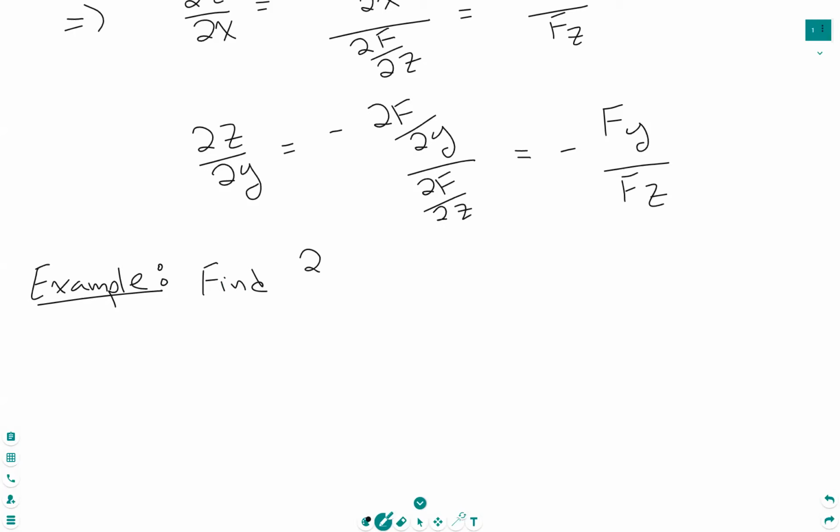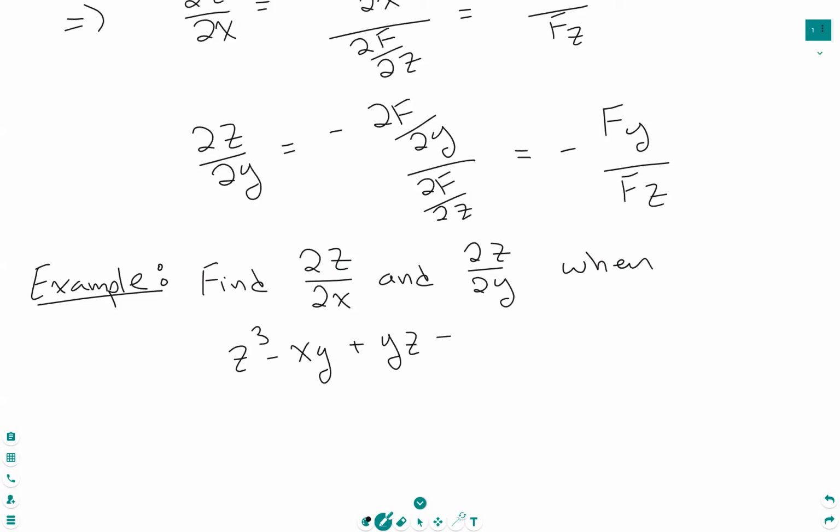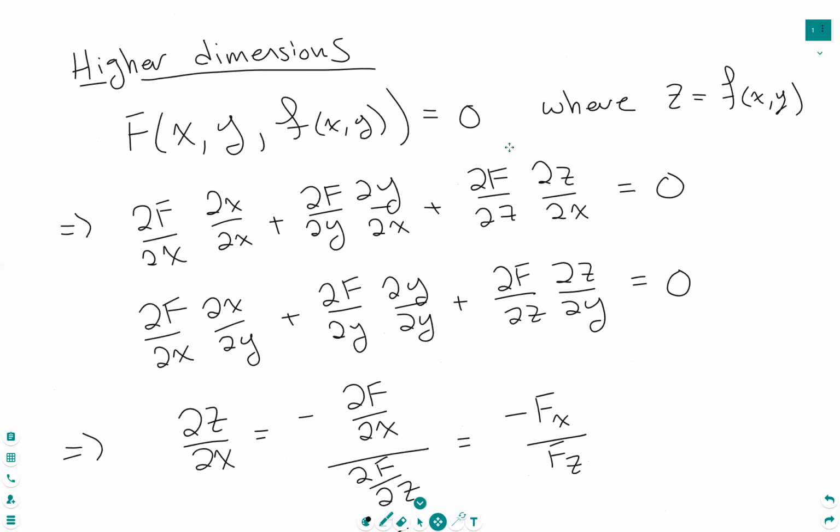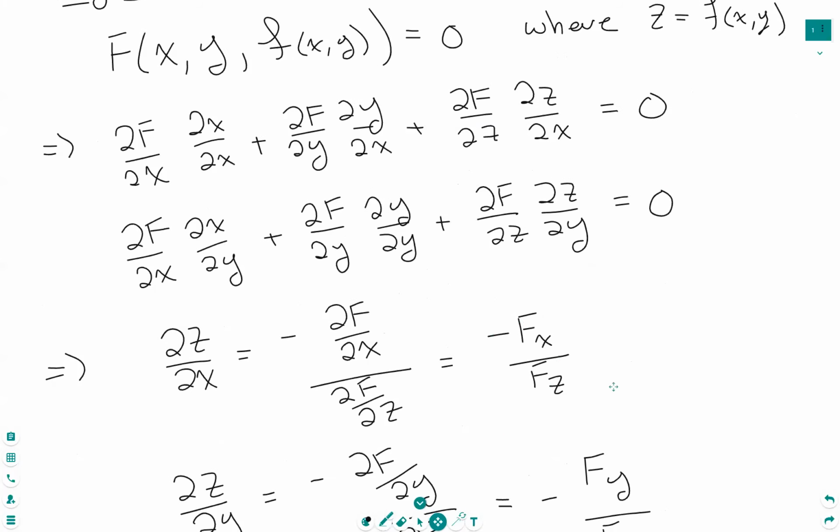So find partial z, partial x, and partial z, partial y when z cubed minus xy plus yz is equal to negative y cubed plus 2. Why does our function have to be 0 to do this? It's because we want this 0 on this right-hand side. Because then when we do a differential operator on it, we don't have to worry about it getting out of hand. So we always maintain the 0 here, so it's very easy for us to solve.